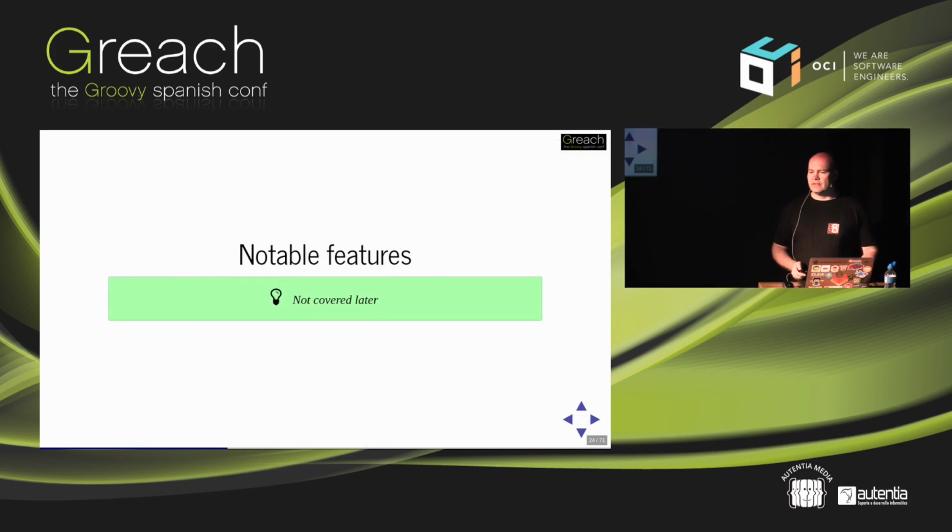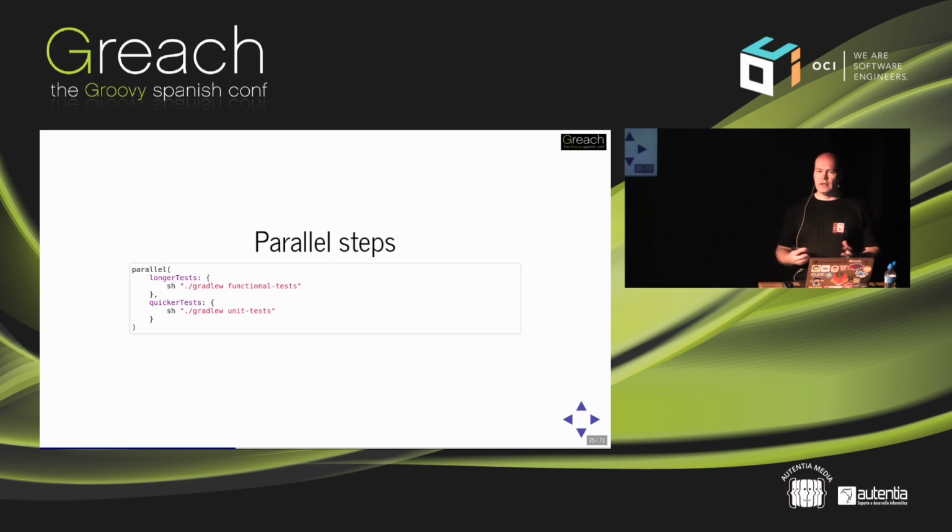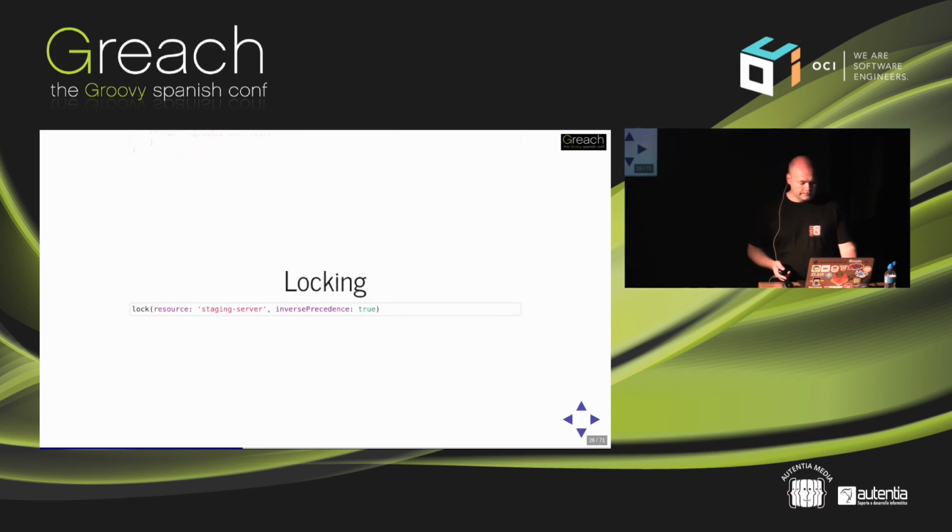A few notable features that I won't have in the demo, but I think it's worth a short mention, is parallel steps. It's really simple and easy to do parallel steps. So if you have functional tests that run for a long time, you might want to run those in parallel with your unit test. So you get them started, get them running, but you'll get the fast feedback in case your unit test fails. So this is an easy way to do it.